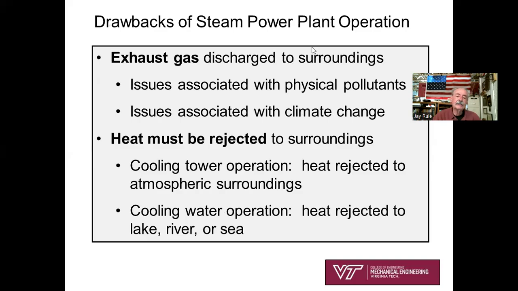How about some disadvantages? What are some drawbacks of steam plant operation? Well, when you have fuel, you've got exhaust gas. So you put in fuel and air, and to get that heat, you're going to have exhaust gas as a result, and it's going to be discharged to the surroundings. It needs to be treated, but certainly there are issues associated with physical pollutants. And also there are issues talking about climate change. And so those would definitely be considered drawbacks.